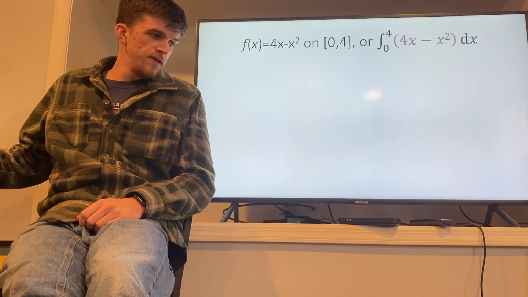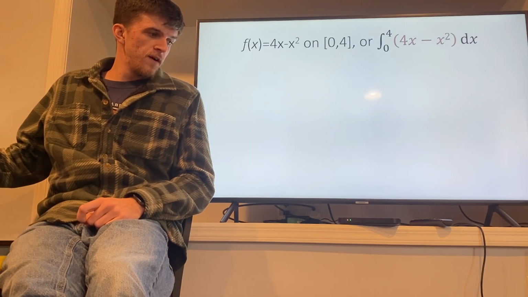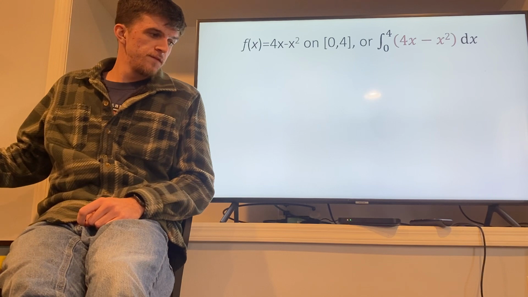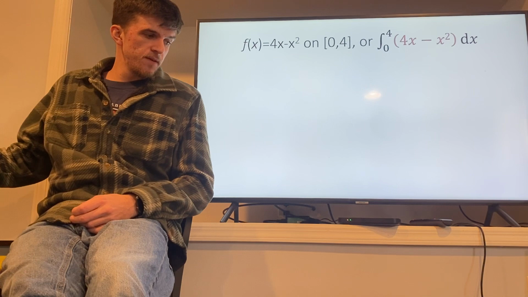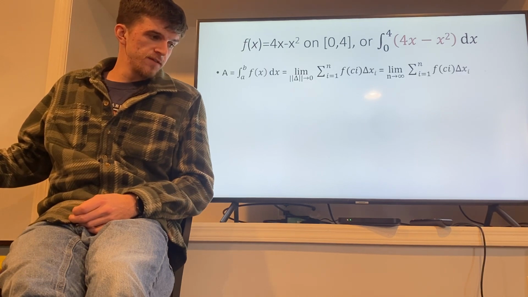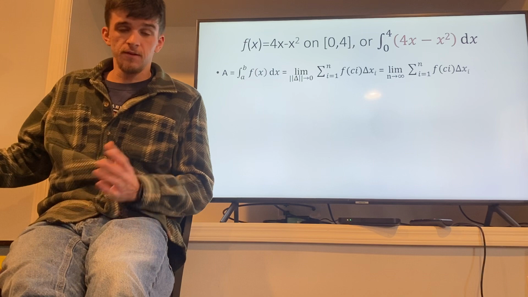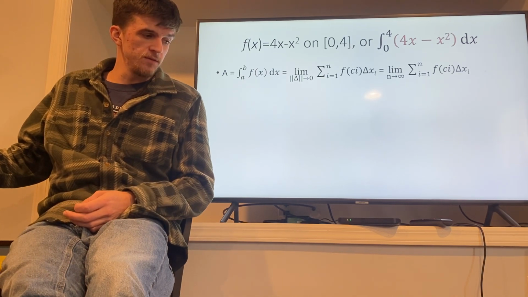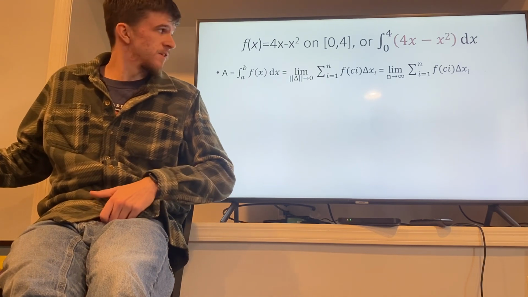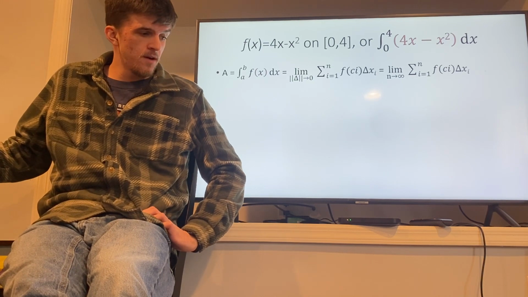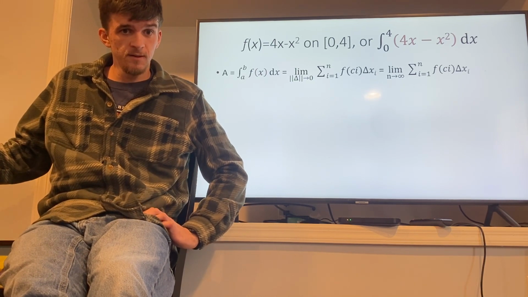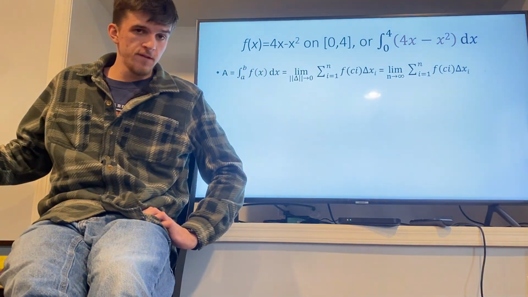Boom. So let's try to find a definite integral of f of x equals 4x minus x squared from 0 to 4. These are two different ways to write the same thing. So we know our area is going to be equal to, excuse me, the integral of f of x from a to b. We know that's our limit as our norm approaches 0 of the sum of n terms of our function times our width, which we know can be rewritten as the limit as n approaches infinity of the sum of n terms of our function times our width.